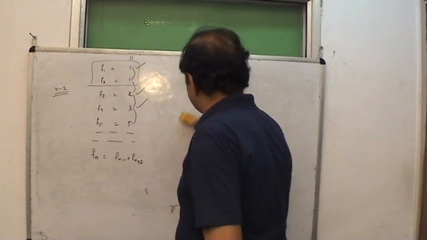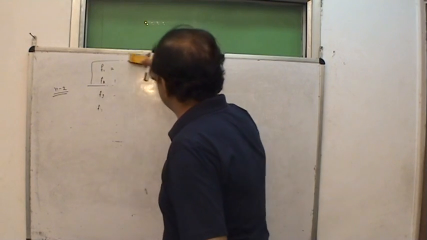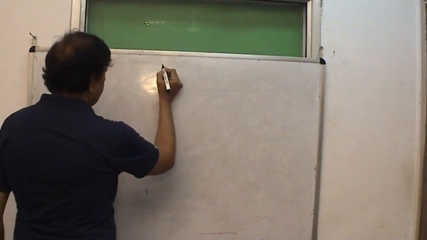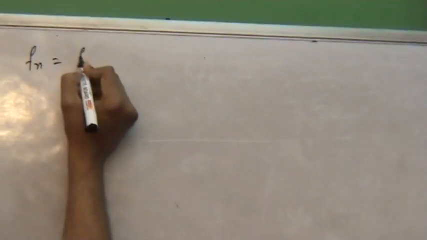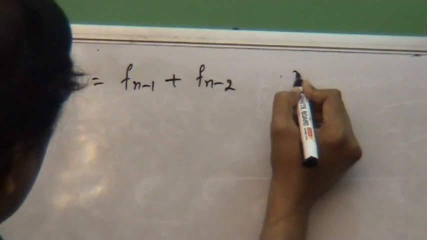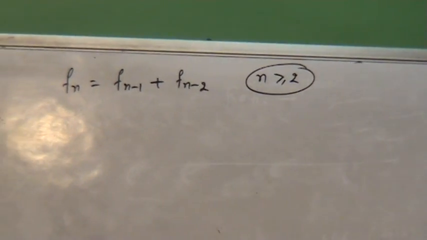Before discussing the reconciliation, we see what is the order and the degree of a recurrence relation. Just take the Fibonacci recurrence relation: Fn is equal to Fn minus 1 plus Fn minus 2, for n greater than or equal to 2 or greater than or equal to 3.